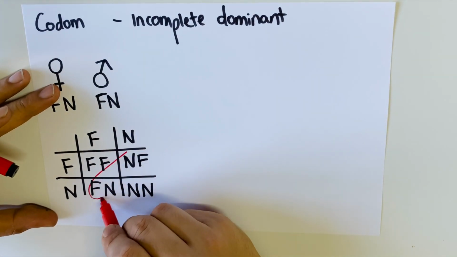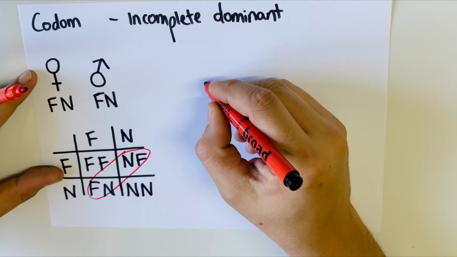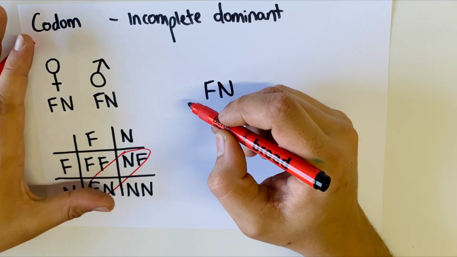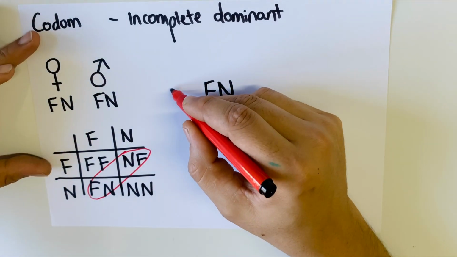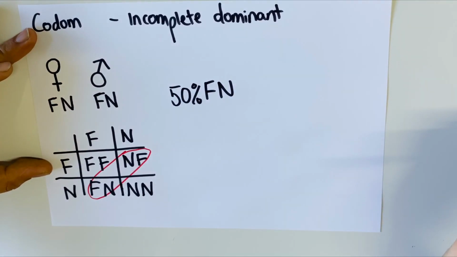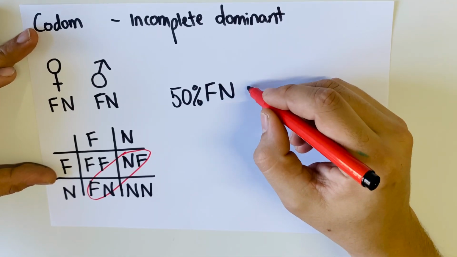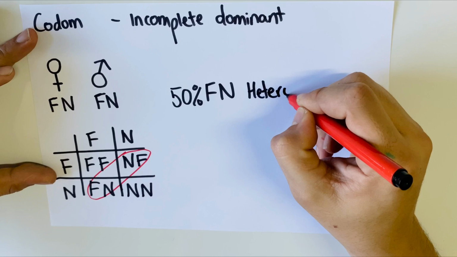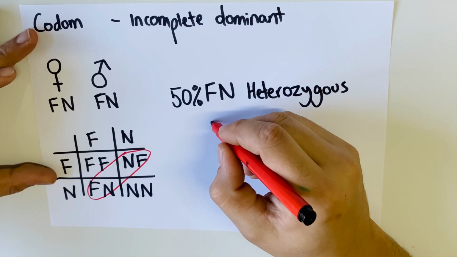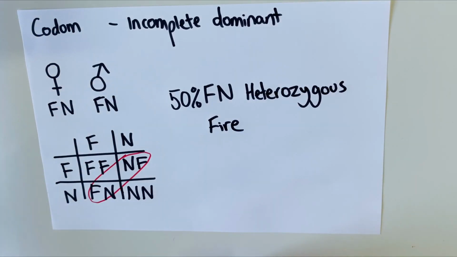So these 2 are the same, and we're going to write them as FN, same as the parents. So you can see there are 2 out of 4 here, so we have 50% FN, okay? So half of these offspring are going to be FN heterozygous and they're going to be fire. Visually, their phenotype is going to be fire ball pythons.